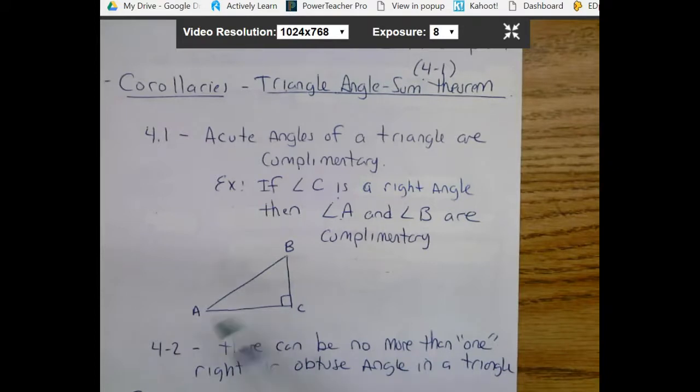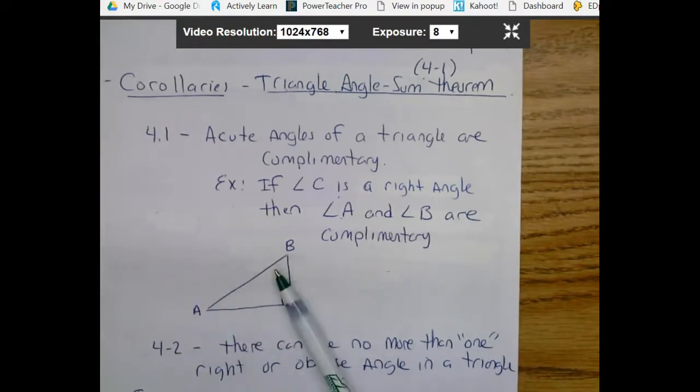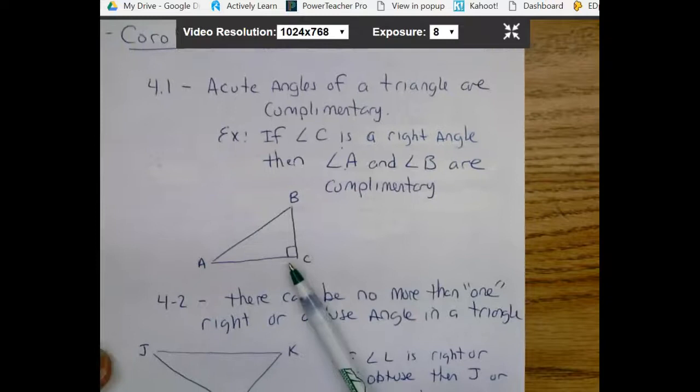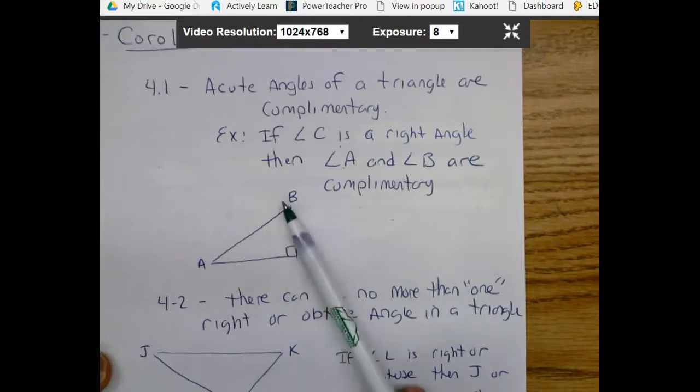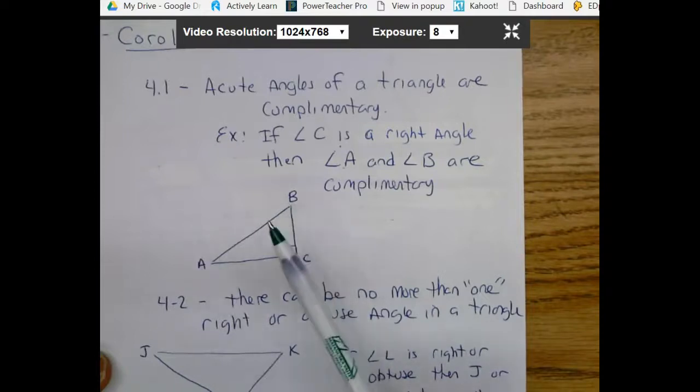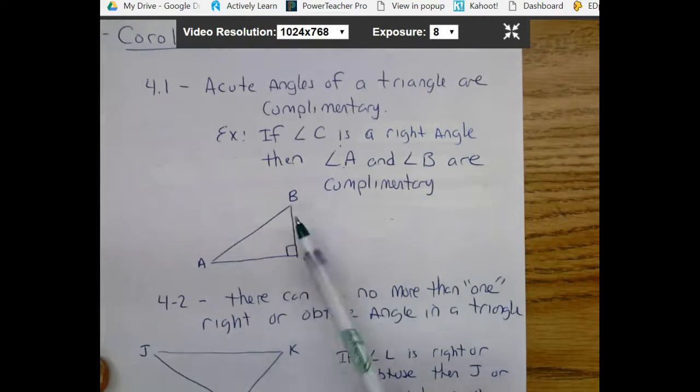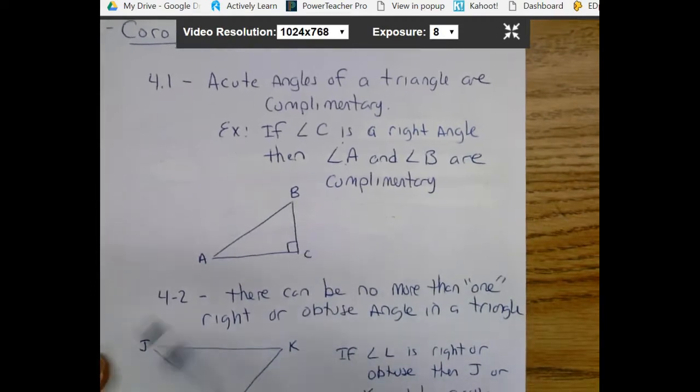So if we have any acute angles within a triangle, then those have to be complementary, or equal to a 90-degree angle. The one case that comes into view is where one of the other angles is equal to 90, so the whole thing is equal to 180. So these angles have to be less than 90, but they also have to equal 90 degrees when you add them together to give you the whole 180 degrees. So that's corollary 4.1: the acute angles of a triangle are complementary.